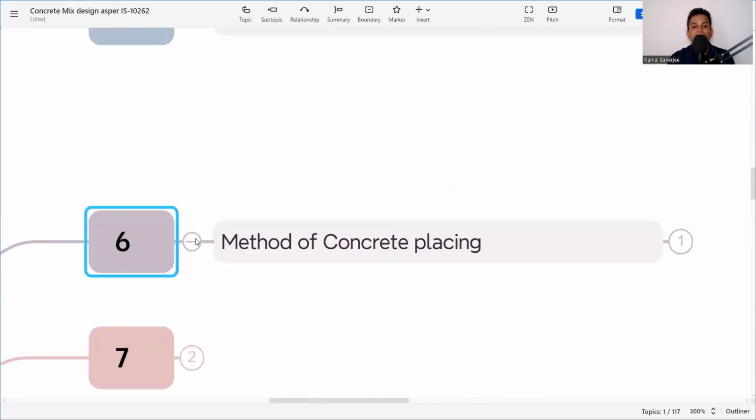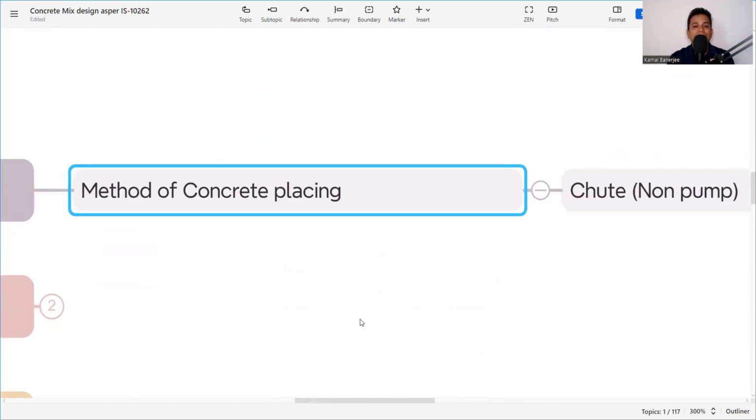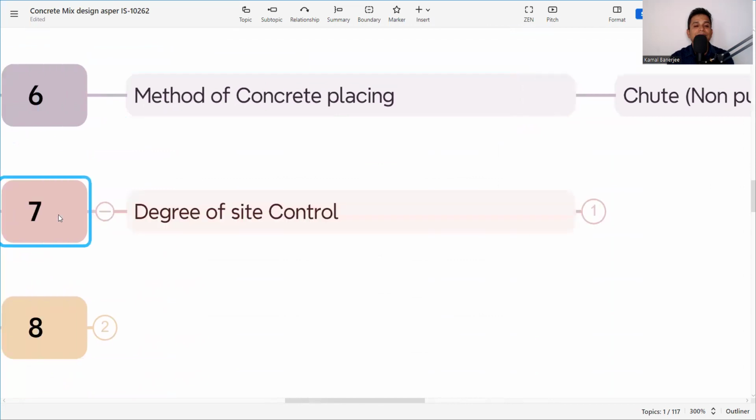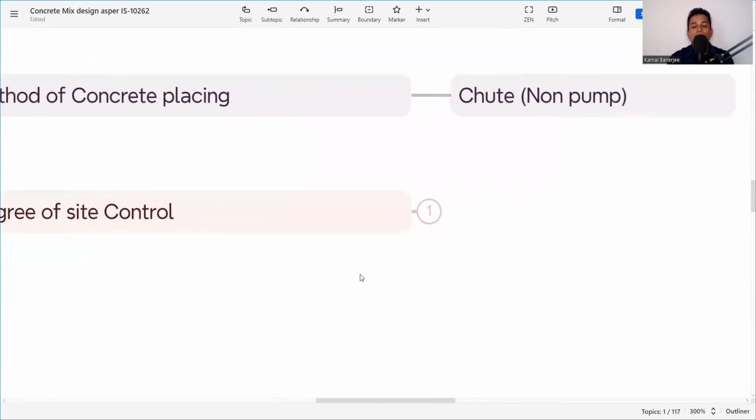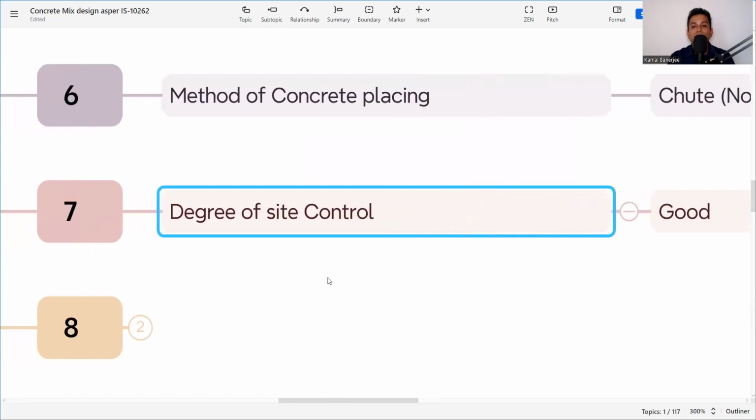Next is the method of concrete placing, that I have already discussed, whether it is pumping or non-pumping. Here it is non-pumping, that is, we are using the concrete chute. Next part is the degree of site control, quality control. Why is it required? Because depending upon this, we need to find out the standard deviation of the concrete whenever we are selecting the concrete mix design. So whatever the degree of site control, good, very good, or poor, that we need to check. Here we are considering the degree of quality control is good.